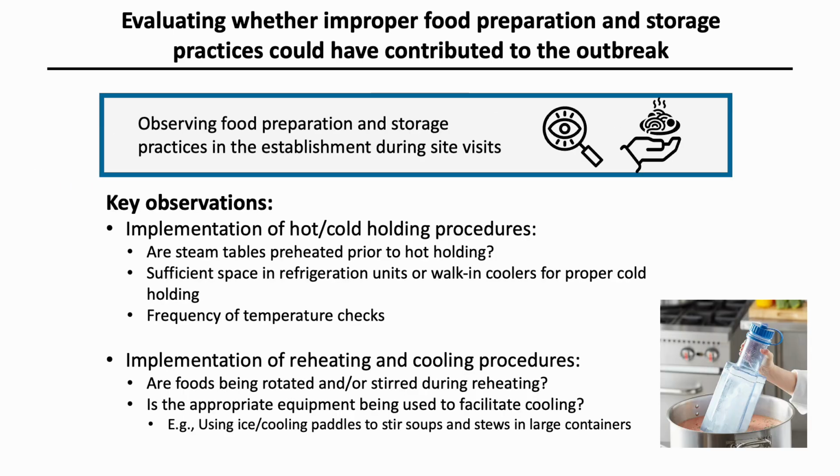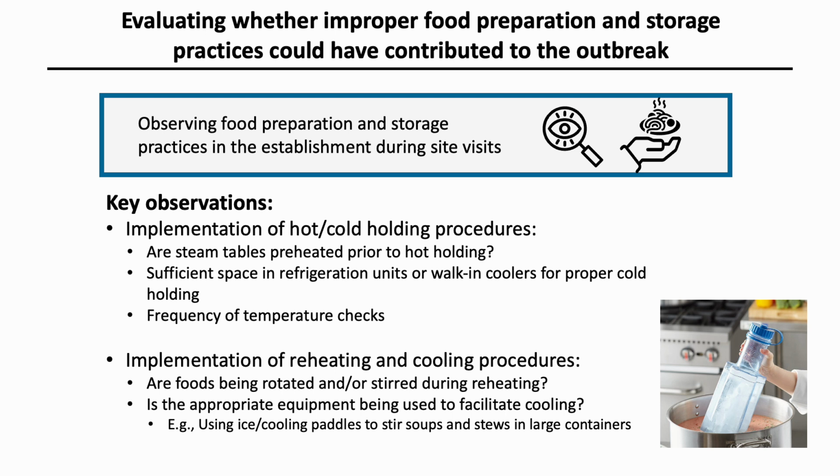In addition, when conducting site visits at the establishment, environmental health investigators should closely observe how food is routinely prepared and stored. During these observations, one key thing to take note of is how procedures for hot and cold holding are implemented in the establishment. For example, are steam tables preheated prior to hot holding? Is there sufficient space in refrigeration units or walk-in coolers between food products to allow for proper cold holding?